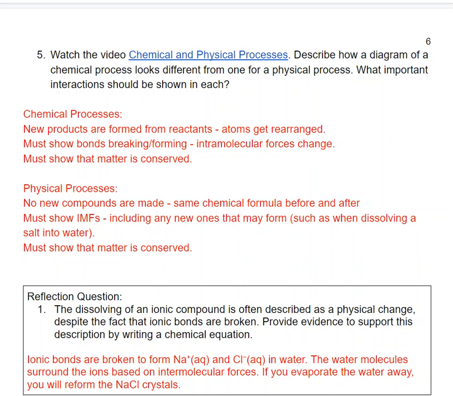And they should also show that matter is conserved. So we should be able to count the number of each type of atom and see the same number on both sides. For physical processes, we should have the same chemical formula before and after. We're not making any new compounds here. We must also show any intermolecular forces. These might be any new ones that form, such as whenever we dissolve a salt into water. And again, we still need to show that matter is conserved. If you have 10 grams of ice, you're going to end up with 10 grams of steam.